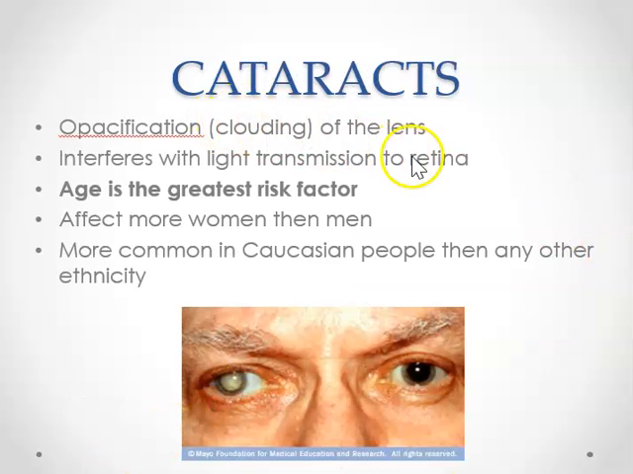With cataracts, we're going to have an opacification or a clouding of the lens. This is going to interfere with light transmission to the retina and causes an inability to perceive images clearly. By the age of 80, about half the population is going to be affected. And then more than 1 million cataract removal surgeries are performed annually in the United States. This can cost about $3.4 billion in Medicare dollars. So quite expensive.